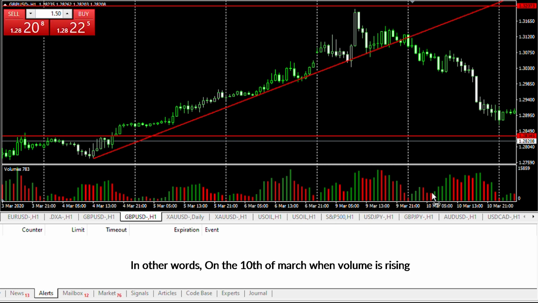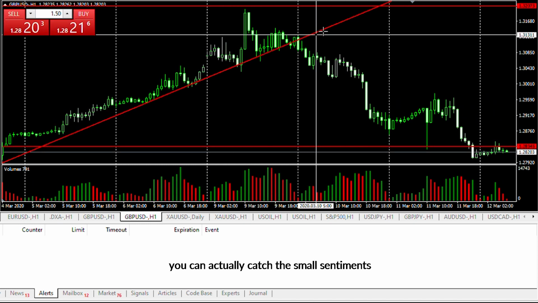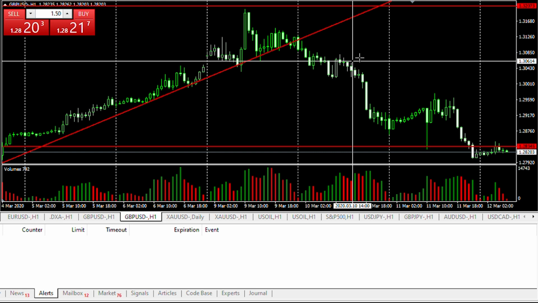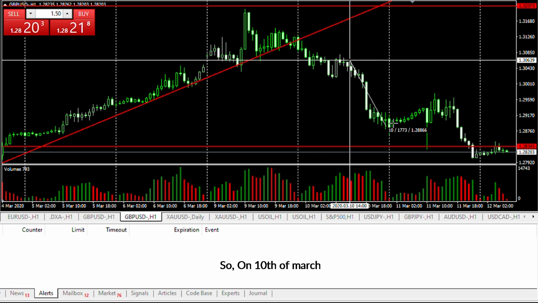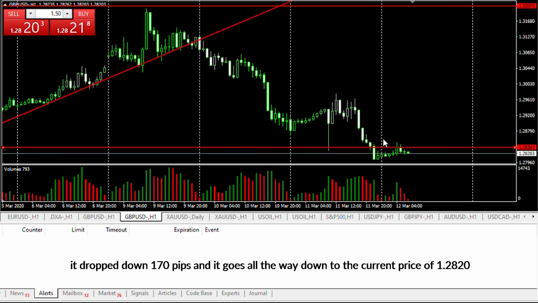In other words, on the 10th of March, when volume is rising, in the morning session, the Asian session market, this is at about 6 a.m., it starts to break this uptrend line. Okay, so what this means is there's a tendency for it to drop. All the way until the afternoon session, we can see that at 2 p.m. it punches down, and towards the US market session, it actually punches down even further. Okay, so when you analyze it in the small cycles, you can actually catch the small sentiments, whether it was bearish in the morning, slightly bullish in the afternoon, and again bearish in the evening. Okay, so on 10th of March, it broke down 170 pips. So it goes all the way to the current price of 1.2820.